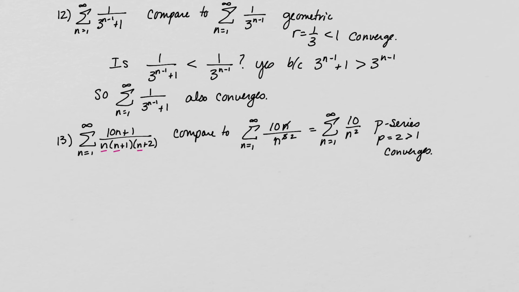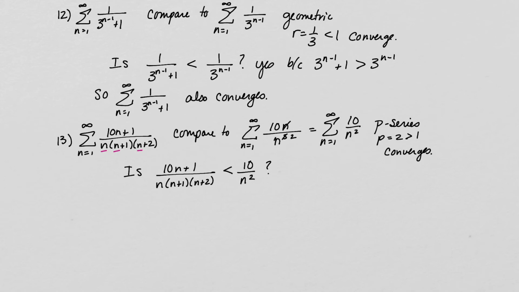Okay, so now I want to know, is (10n plus 1) divided by n times (n plus 1) times (n plus 2) actually going to be less than 10 over n squared? And so you can graph these and see that yes, it will turn out to be.